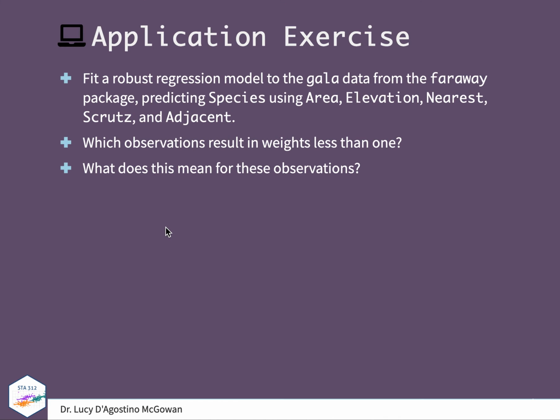Okay, so your application exercise. I want you to fit a robust regression model to the gala data from the faraway package, and I want you to predict species using area, elevation, nearest, scruz, and adjacent. And once you fit that model, I want you to check which observations result in weights less than 1. And then I want you to describe what that means about these observations. So what can we tell about these observations based on the fact that they end up with weights less than 1 in this model? So go ahead and work on that and upload it when you're finished.